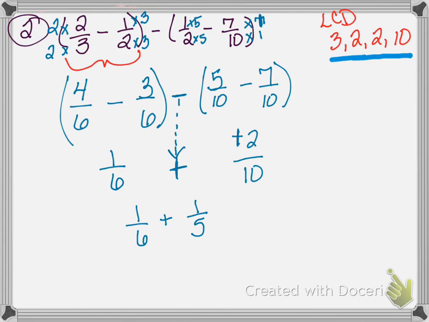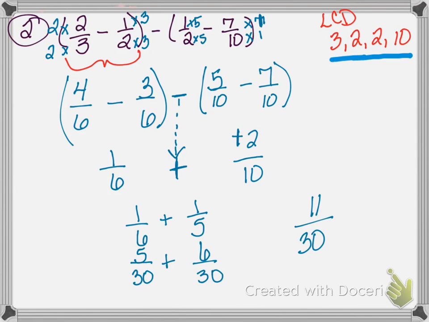If we do simplify it, what can we use as our LCD? Good. 6 goes into 30 5 times. 5 times 1 is 5. 5 goes into 30 6 times. 6 times 1 is 6. We are dealing with positive numbers here. So my final answer is 11 over 30.